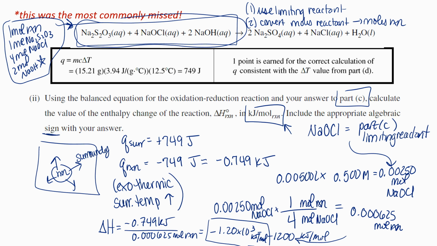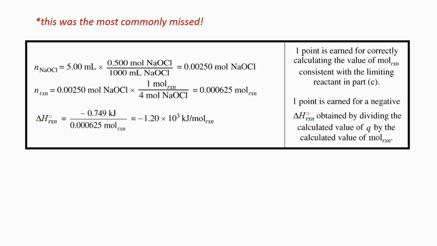Let's take a look at some sample responses here. Well, here's the scoring guidelines. So you get a point for correctly calculating the mole reaction consistent with the limiting reactant in part C. So if you chose the wrong limiting reactant in part C, but you did this part correct based on your answer to part C, you would still earn the full points here.